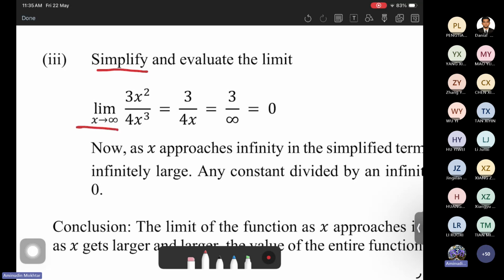This equation we can simplify. We can just divide this equality by 4x. So now we have the limit of the function when x approaches infinity. 3 divided by 4 times infinity equals infinity. So 3 divided by infinity, the answer is 0. 3 divided by any number, 3 divided by a larger number, we get closer to the answer 0.